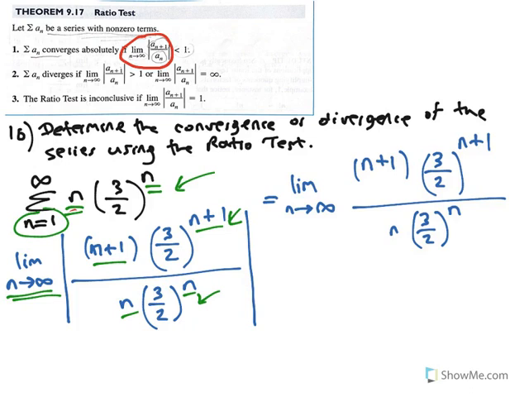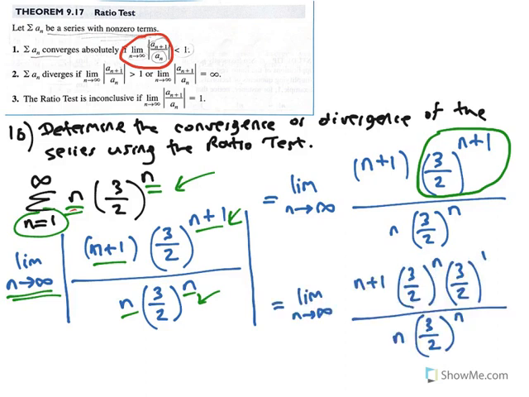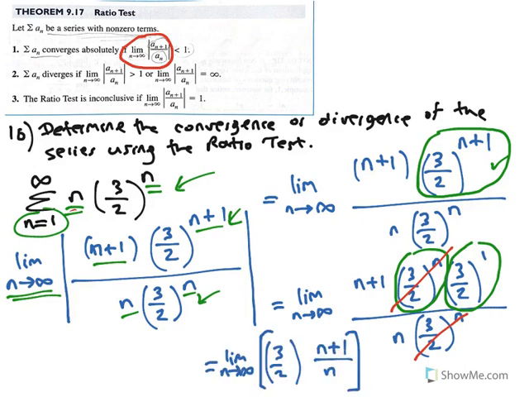The next step in the simplification is to rewrite the numerator using properties of exponents so that we can cancel common factors that we have in the numerator and the denominator. So here we have a product of two powers with the same base. So when you add the exponents, this is the same as what we had in the previous step. But now we can cancel the common factor of 3 over 2 to the n that we have in the numerator and the denominator, which would leave us with the limit as n approaches infinity of 3 over 2 times n plus 1 over n.